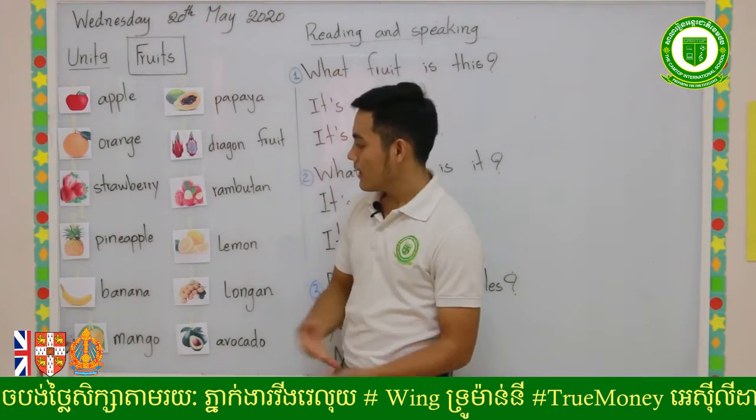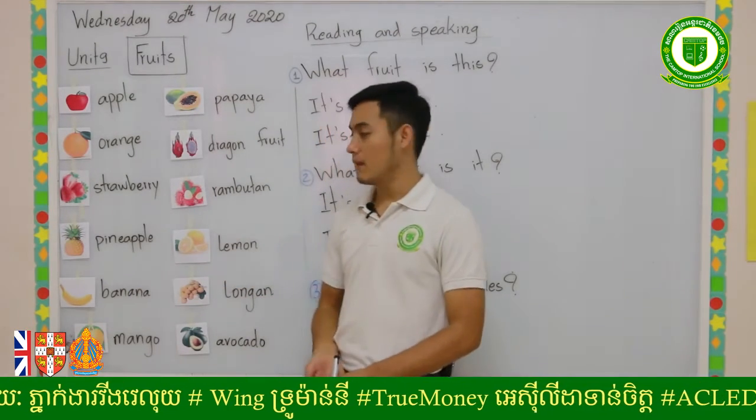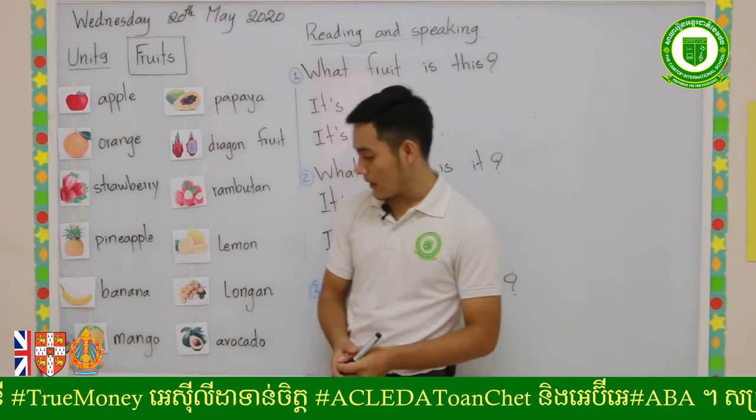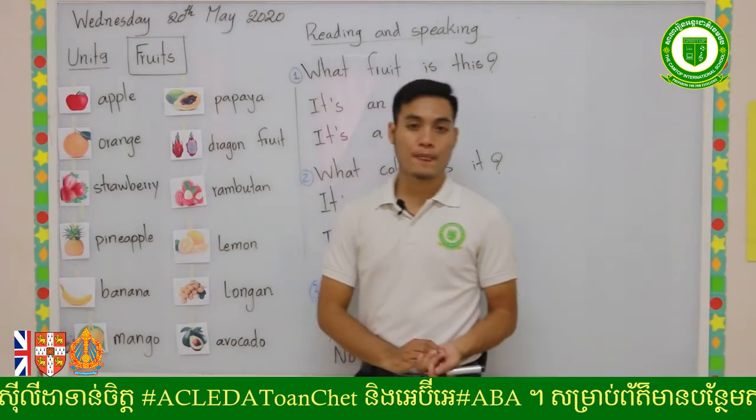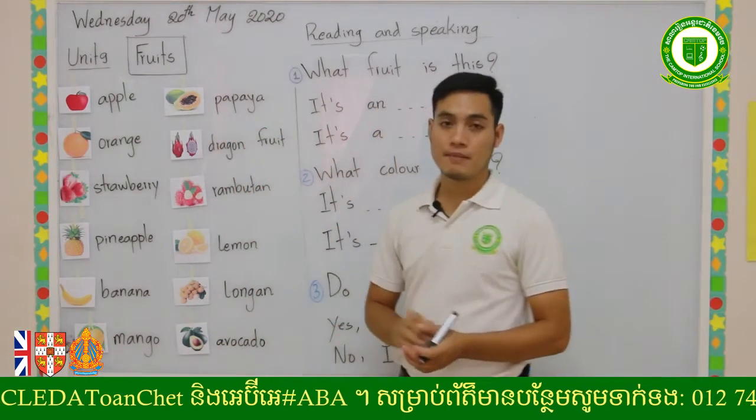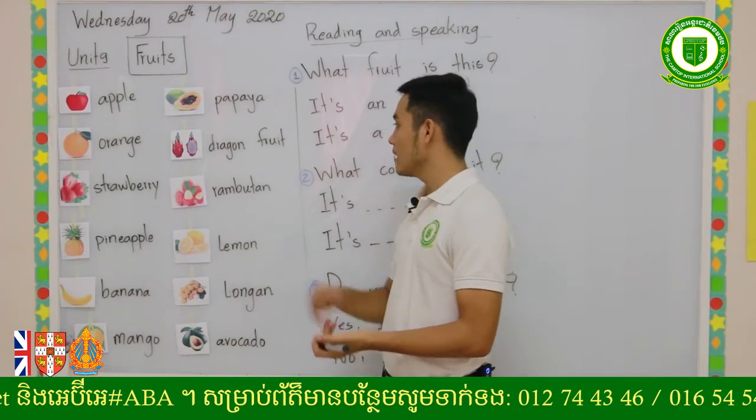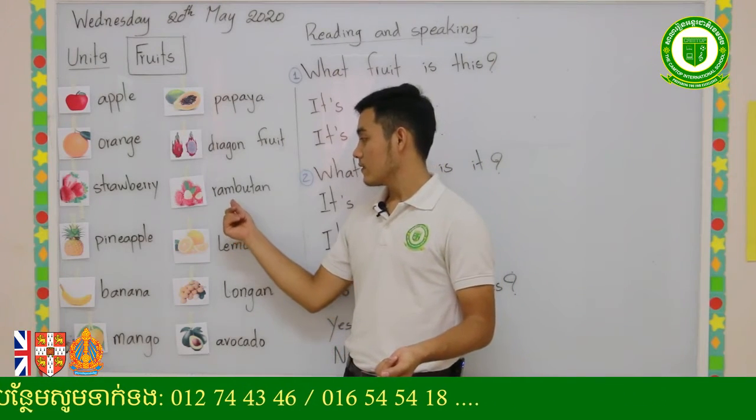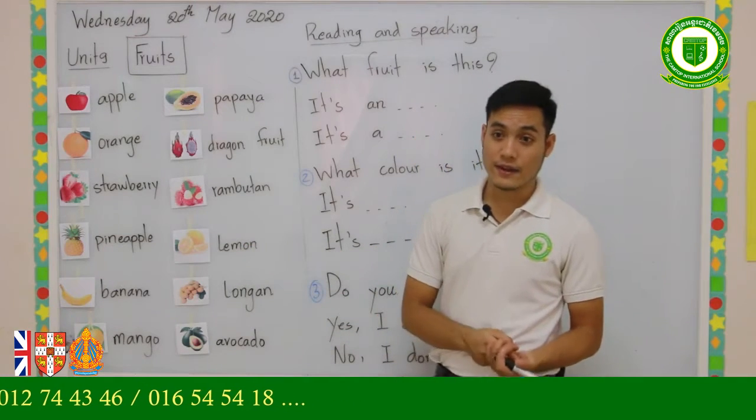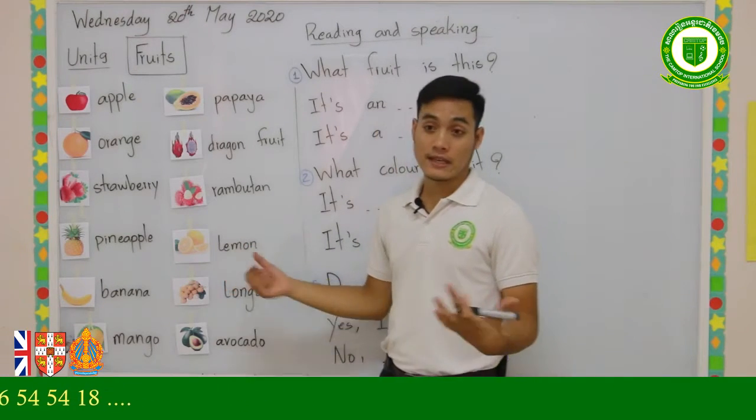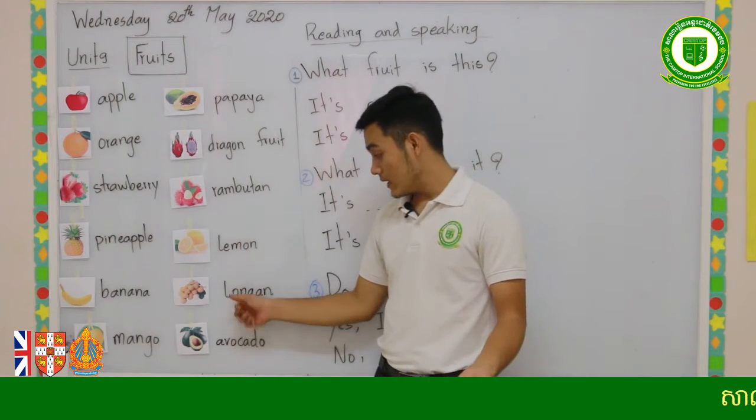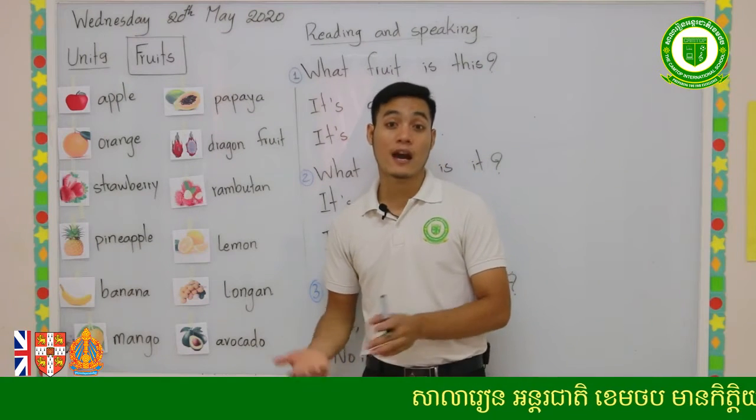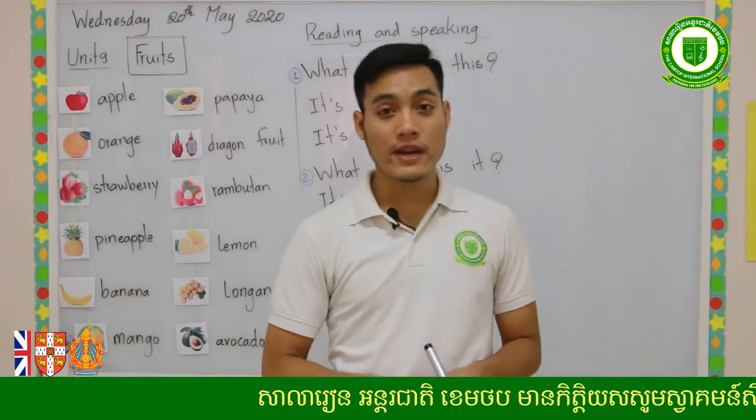Strawberry. This one is pineapple. This one is banana. This one is mango. This one is papaya. This one is dragon fruit. This one is rambutan. This one is lemon. This one is longan. And the last one is avocado. Okay, so that's it for words about fruits.